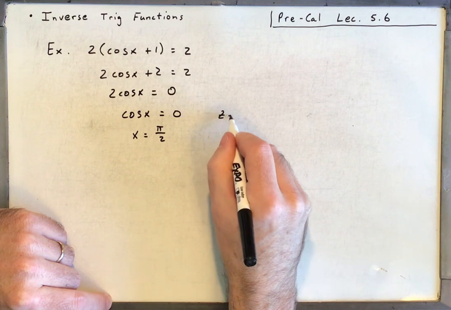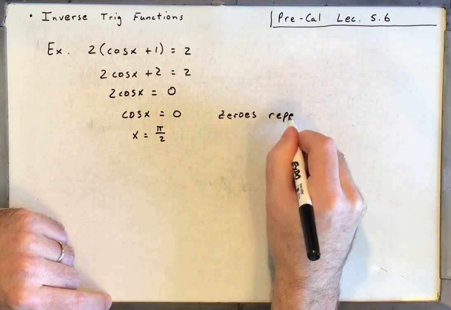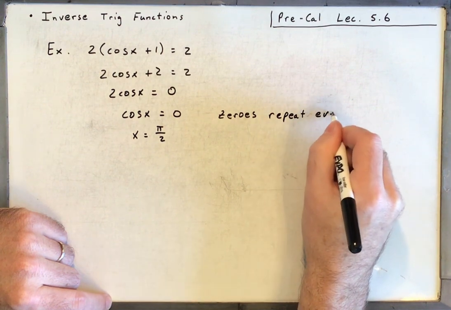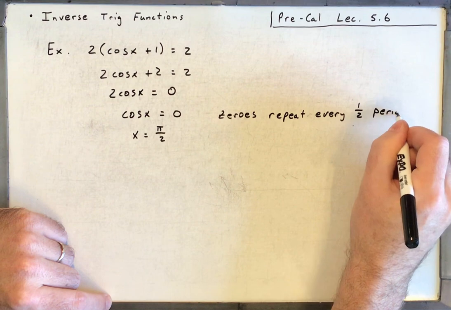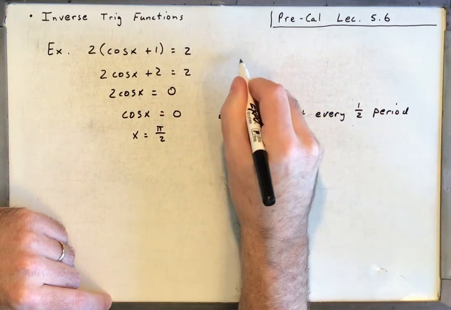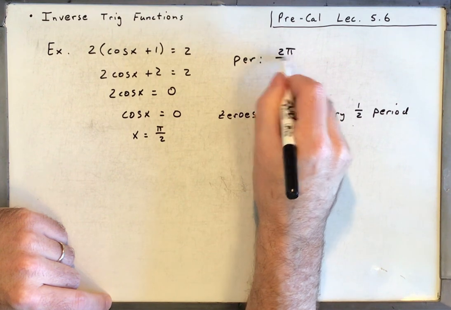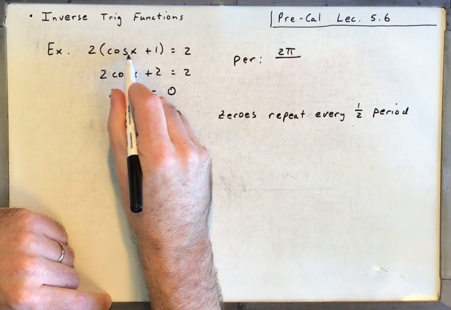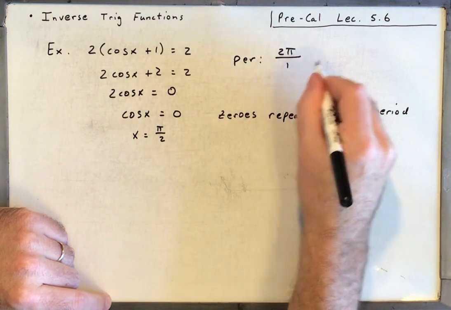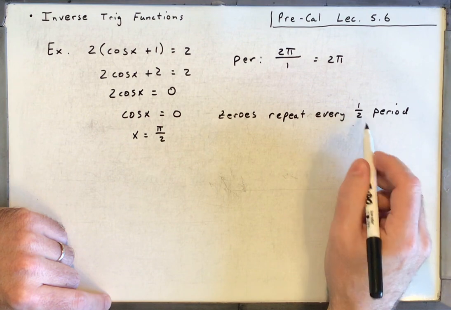However, zeros, remember from last chapter, repeat every 1/2 of a period. So we need to figure out the period here. The period is 2 pi over the number in front of x. Okay, so that coefficient, well, that's just 1. So the period's 2 pi. So zeros are going to repeat every pi.